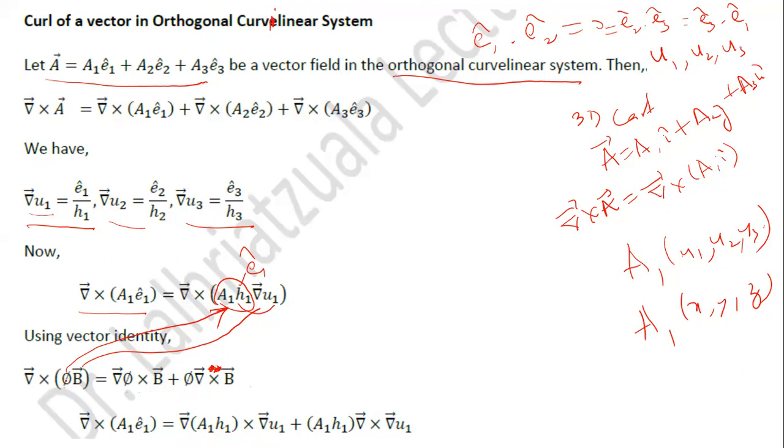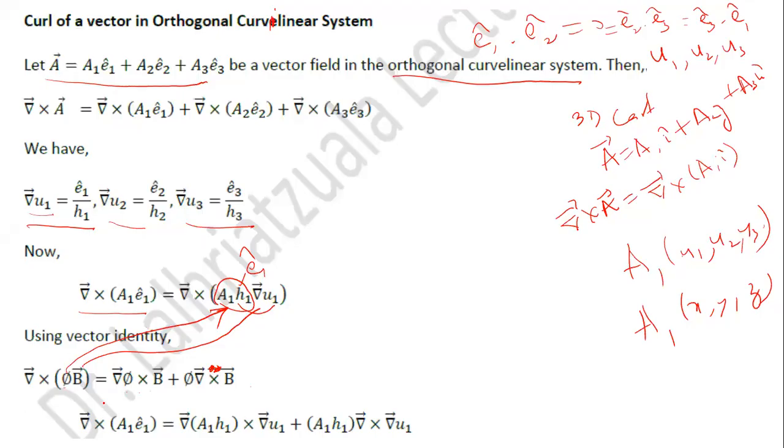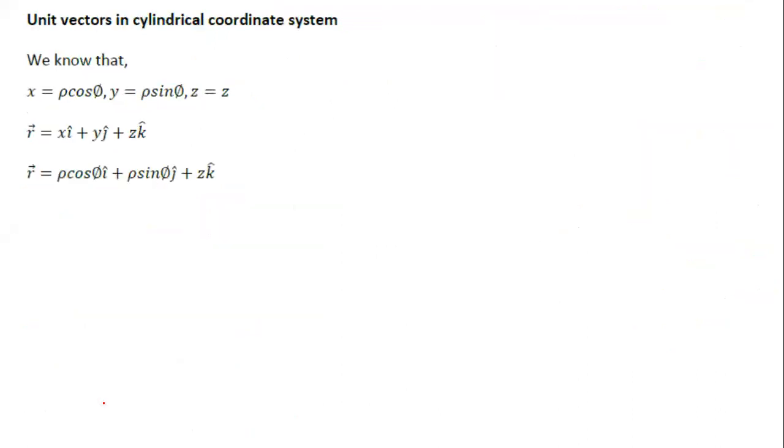This is a vector identity which you can prove easily. If you are wondering how to prove it, it's quite simple. Curl of phi B, this kind of thing you can easily prove. I have a blank sheet here. So this is one vector identity which you have to prove.